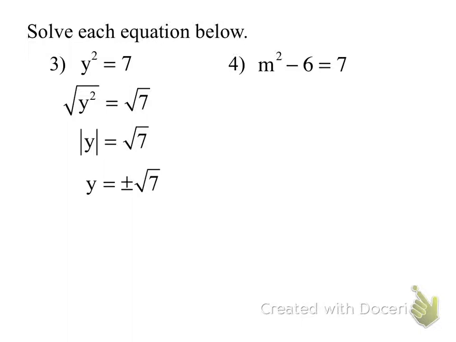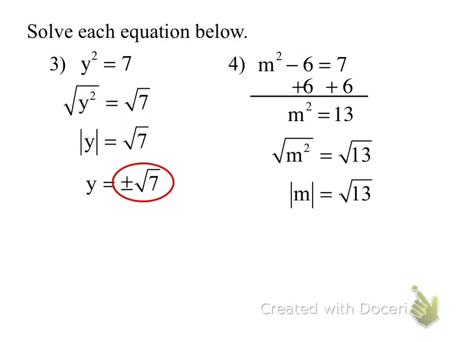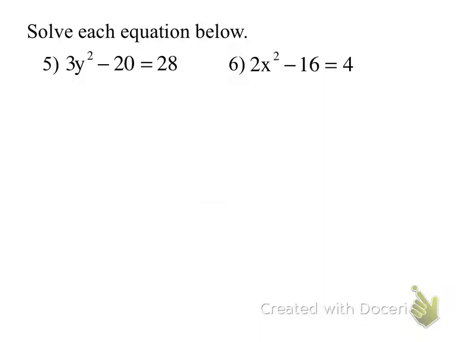All right, so now you guys try number 4. Go. Okay, checking our work. And we get m is equal to plus or minus rad 13. All right, now what do you think we are doing? Please write this down as we go. Do you guys want to do these 2 on your own right now? Yeah. Okay, pause it and you do the next.